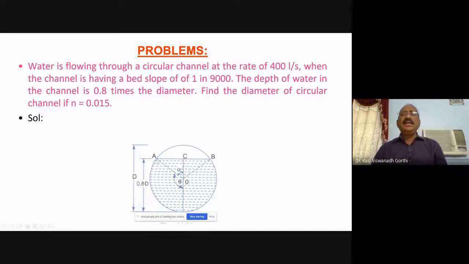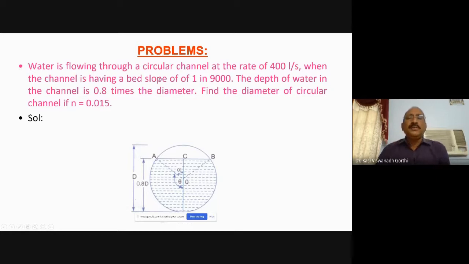They may not directly be related only to the most economical conditions, but the general geometric conditions applying to uniform flow are also given here. Let us try to understand and work out as many problems as possible on the circular channel sections.